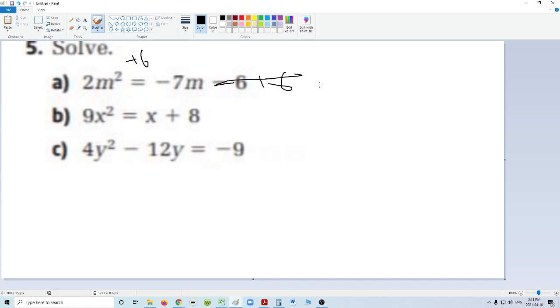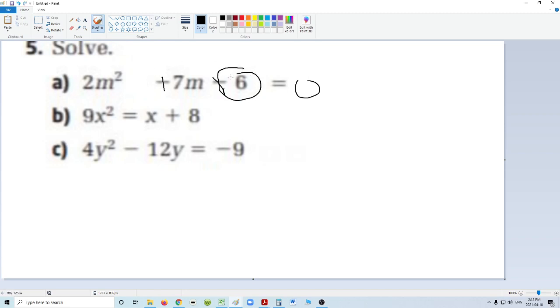And those cancel out. I add plus 7m to both sides. So this is plus 7m. These cancel out, and I'm left with 0 on the right side. So writing it a little bit easier, I'm just going to take this equal sign and move it over here. I'm going to get rid of that, and I'm just going to turn this to plus and plus 0. And so they all went to the other side of the equation.